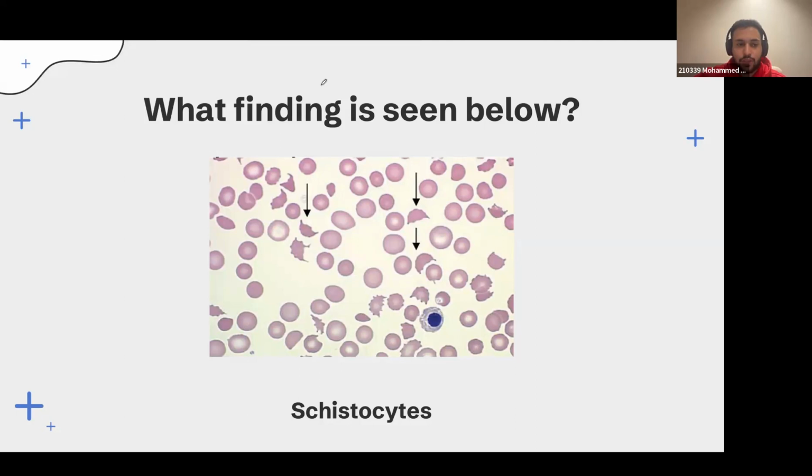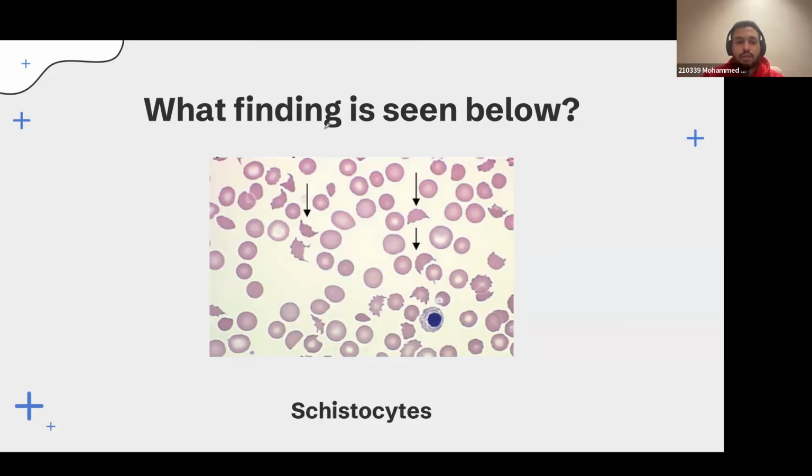Thrombotic thrombocytopenia purpura. The other differential, which is very similar to it, is hemolytic uremic syndrome. The most important difference between the two is neurological symptoms. If neurological symptoms are present, it's TTP. If not, it's HUS. That's how I remember it.